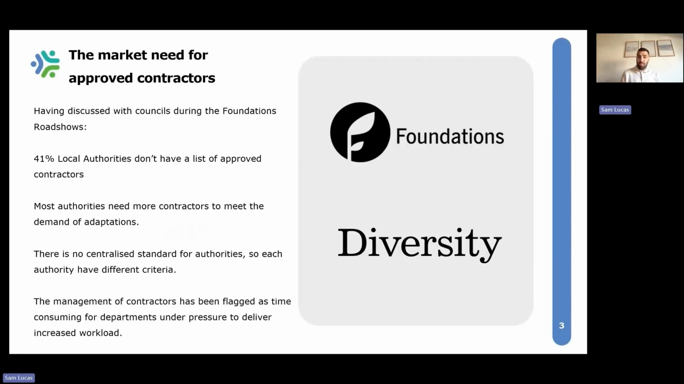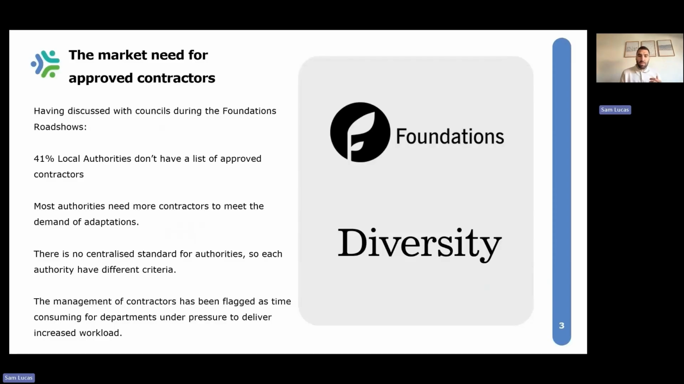There's no centralised standard for authorities, and I know that can be an issue within the housing association space as well, that there is no specific standard for contractors to deliver housing adaptation work. So that's something we're really pushing towards. We want to make it a nationalised standard in the fullness of time.